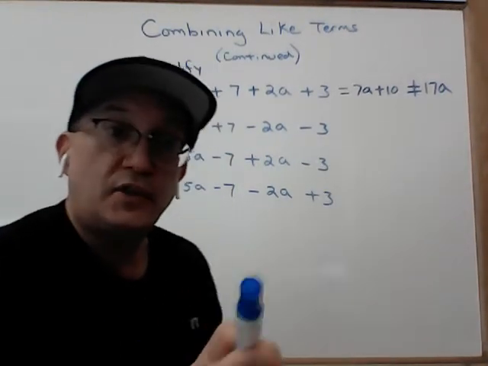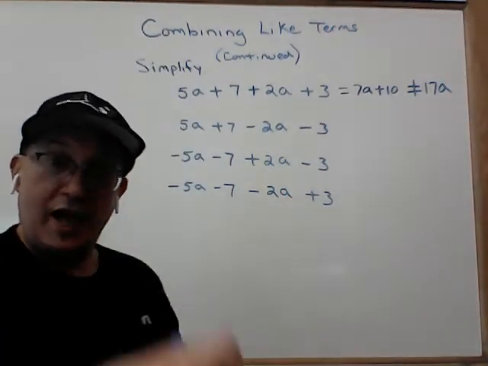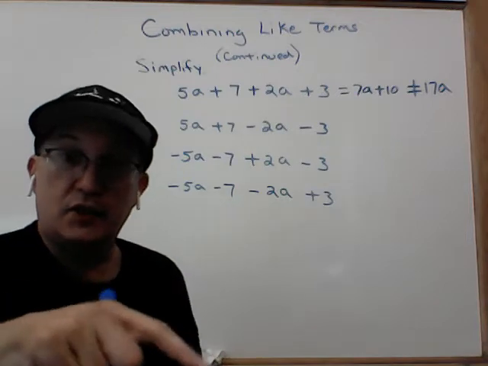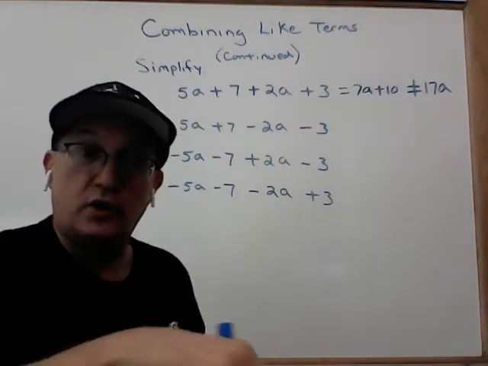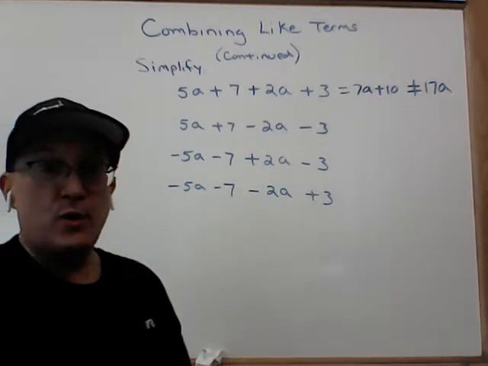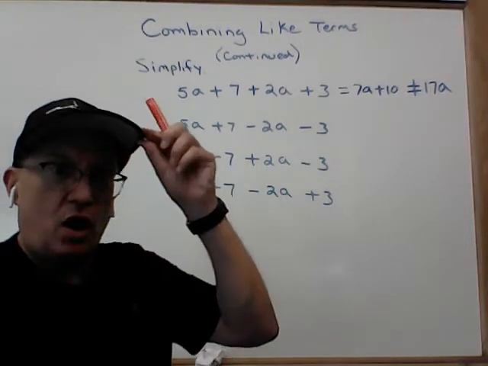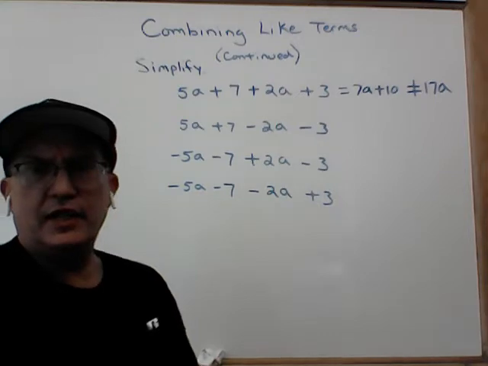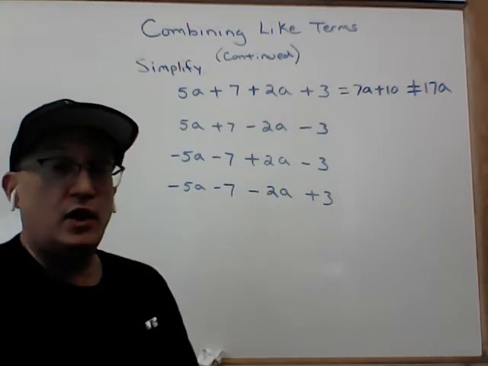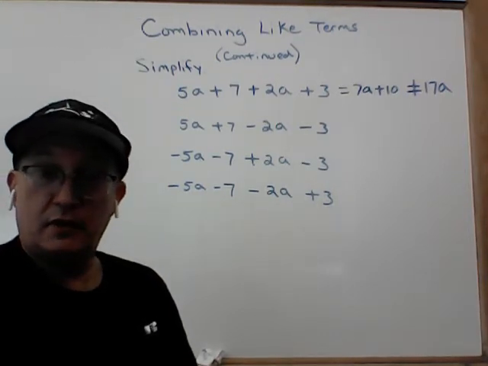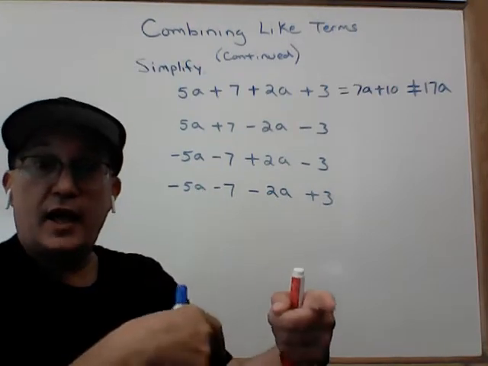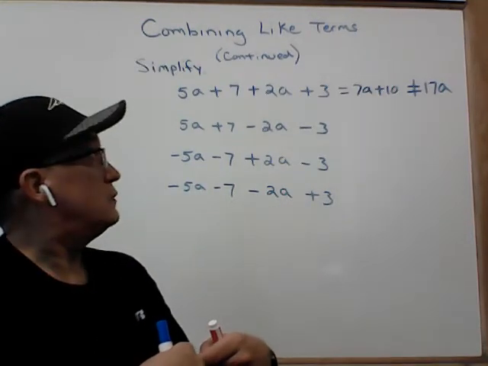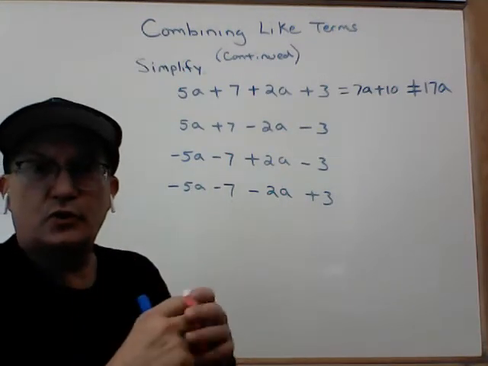It is just as important in math to know what you cannot do as it is to know what you can do and should be able to do. Don't do too much. Don't do something that's wrong. 7A plus 10 is not 17A. You cannot simplify 7A plus 10. You could rewrite it as 10 plus 7A, but that's not simpler because it's still 2 terms.